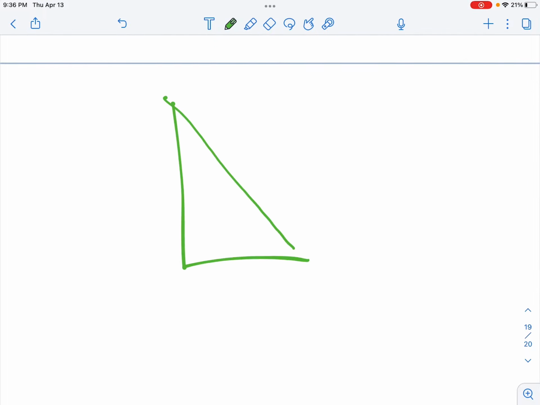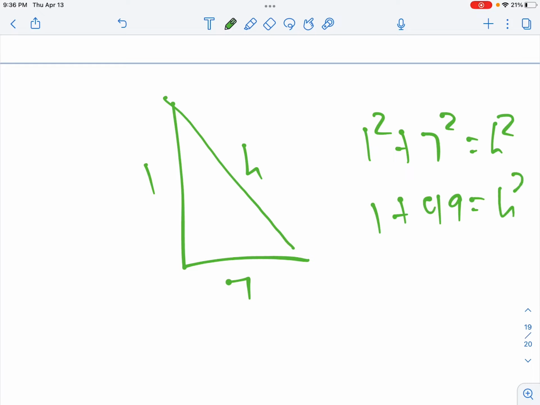Now, most of the time you use the Pythagorean theorem, you're not going to get even numbers, right? It's going to be something like 1 and 7, and we're going to call that h. So 1 squared plus 7 squared equals h squared, and 1 plus 49 equals h squared. So 50 equals h squared.